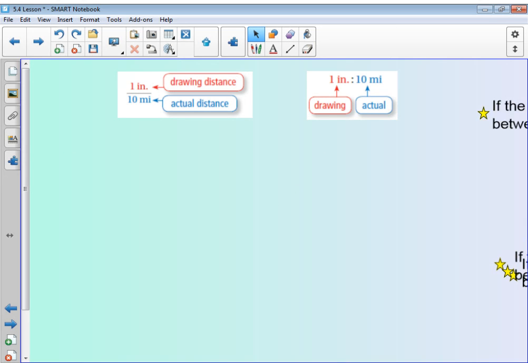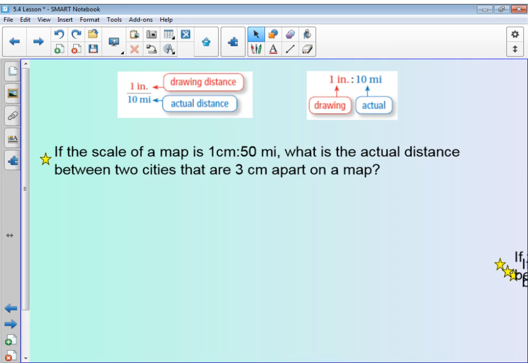All right, I want you guys to try this one. It says if the scale of a map is 1 centimeter to 50 miles, what is the actual distance between two cities that are 3 centimeters apart on a map?